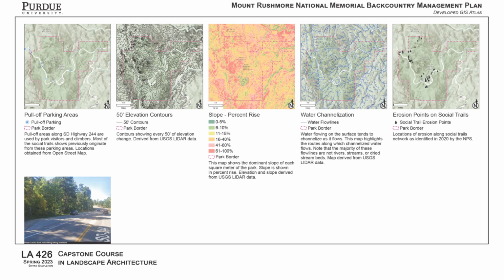Additionally, I used LiDAR data from the National Map to get contours for the site, as well as calculate the slope for every square meter of the site. I used these slope calculations as well as some other GIS tools to create water channelization flow lines. These are not streams, but they show where water flows when there's surface runoff. You can also see the erosion points that the National Park Service mapped back in 2020.